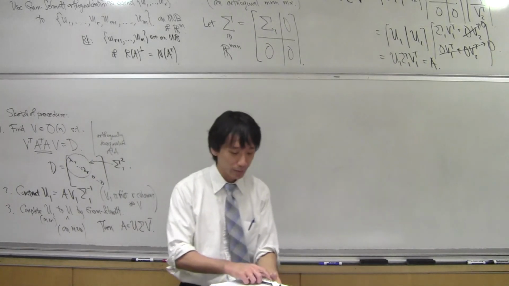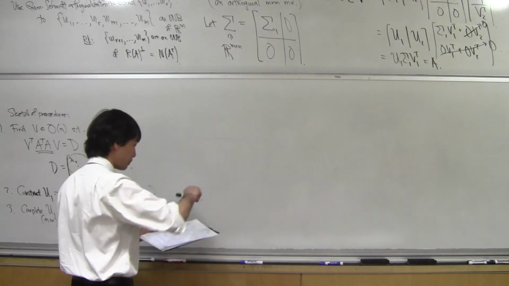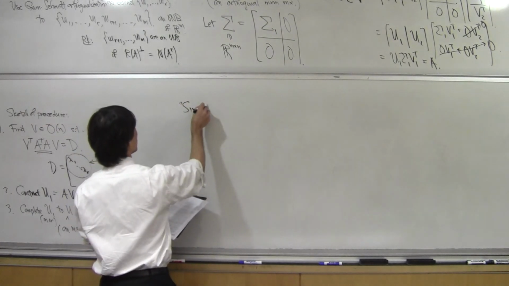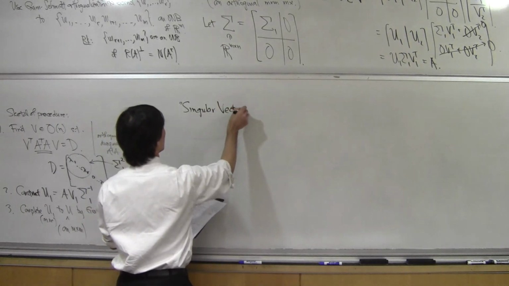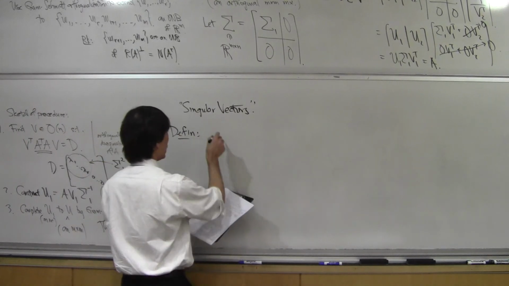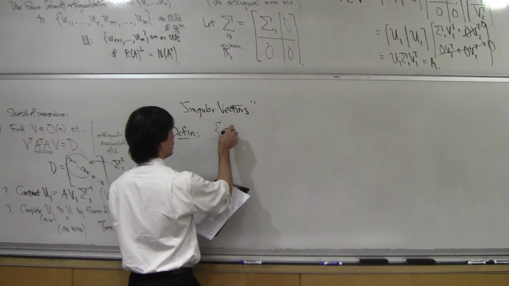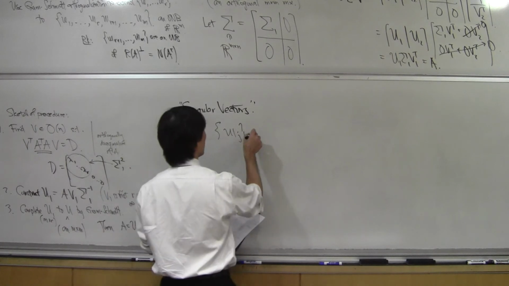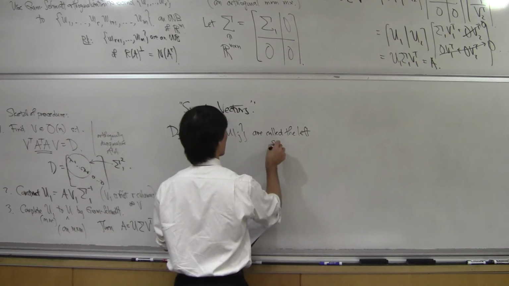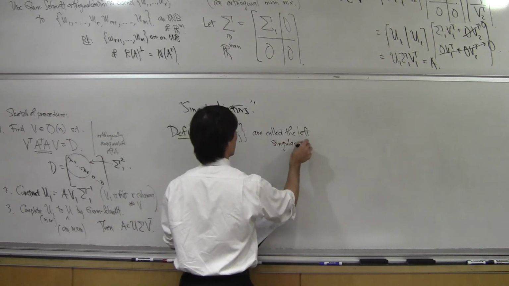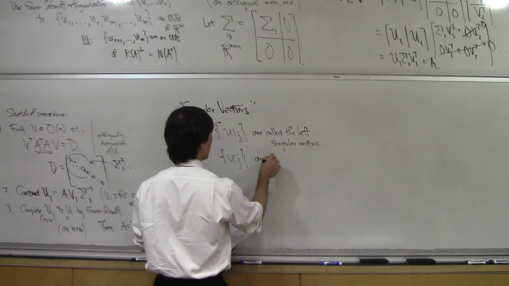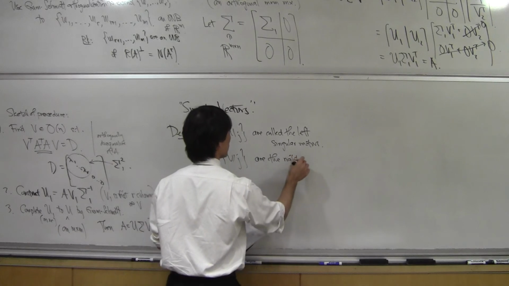Okay, so let me say a couple of things. Singular vectors. So here's the definition. The uj, the columns of U, are called the left singular vectors. The columns of V are called the right singular vectors.